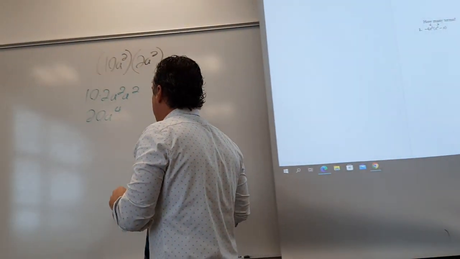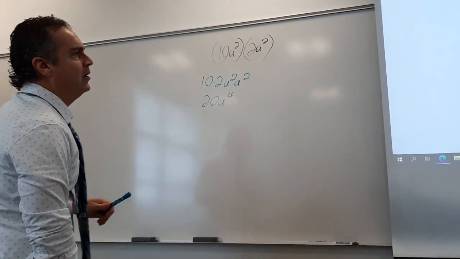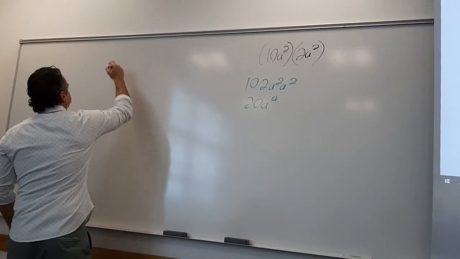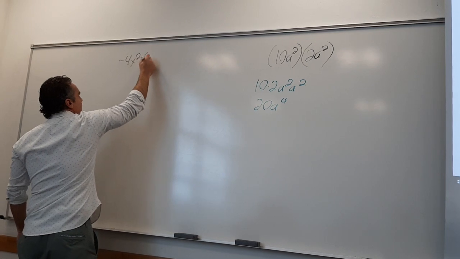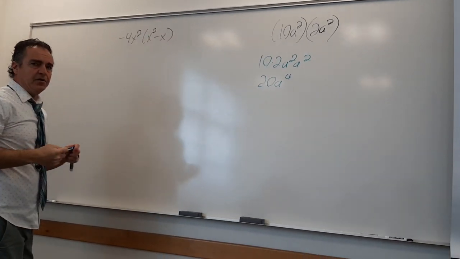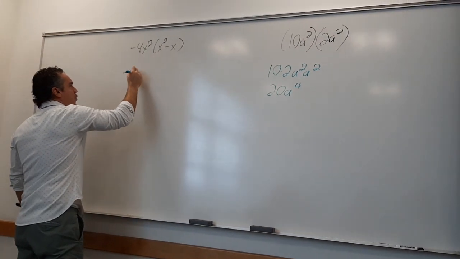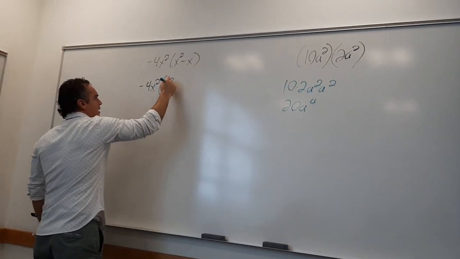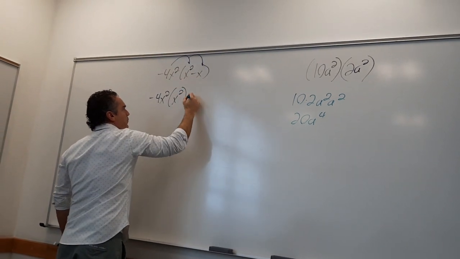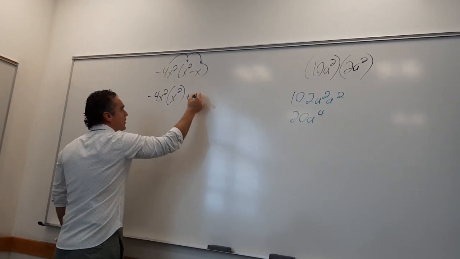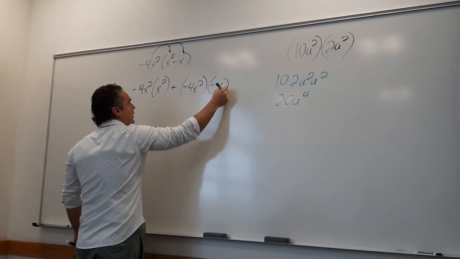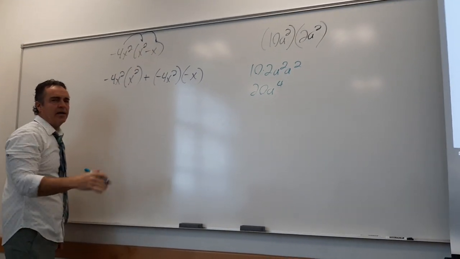So we have negative 4x squared times what? X squared minus x. Thank you. So watch what I do. We're going to take negative 4x squared and multiply it times x squared. This has to go to here, and then it has to go to here. And I'm going to have plus, always a plus there, negative 4x squared times the second term, negative x.